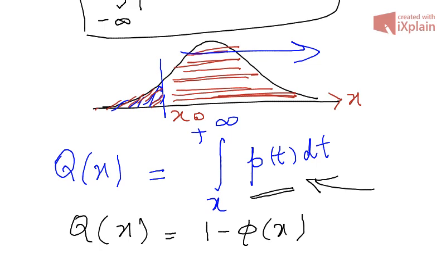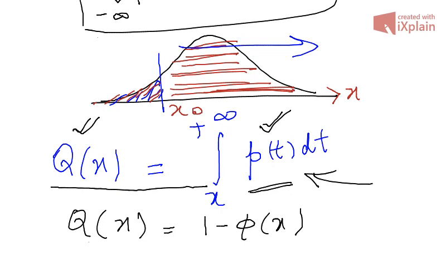Now keep in mind, this p of t is a standard normal curve, not the generalized Gaussian PDF. The CDF phi of x can be defined for a generalized Gaussian probability density function, but when we talk about q of x, then we should have a standard normal PDF.